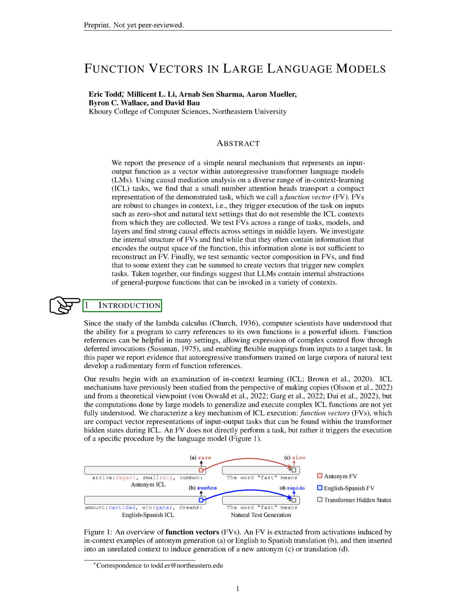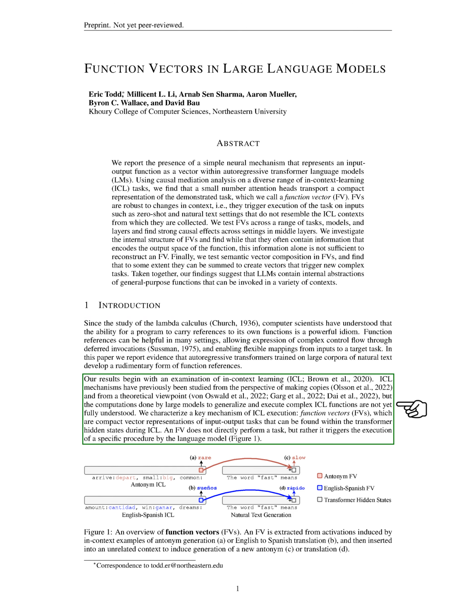Section. Introduction. In this paper, we explore the concept of function references, a powerful tool in programming that allows a program to carry references to its own functions. This tool can be used in various settings, enabling complex control flow through deferred invocations and flexible mappings from inputs to a target task. We present evidence that autoregressive transformers, when trained on large amounts of natural text, develop a basic form of function references.